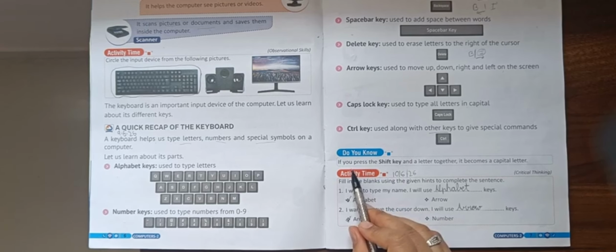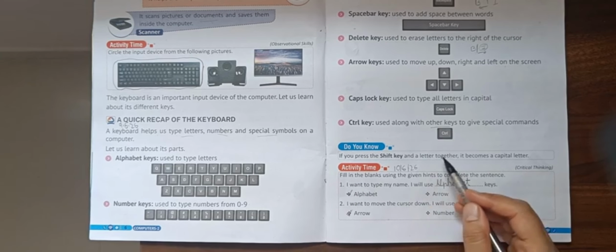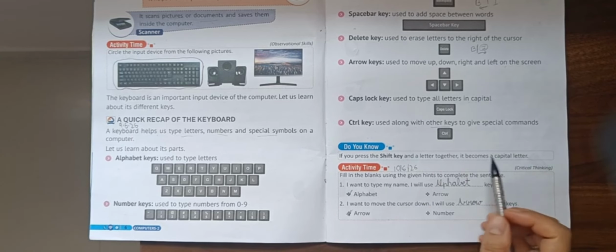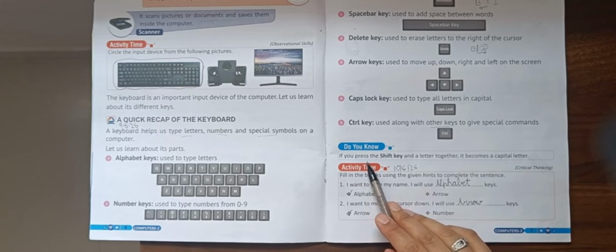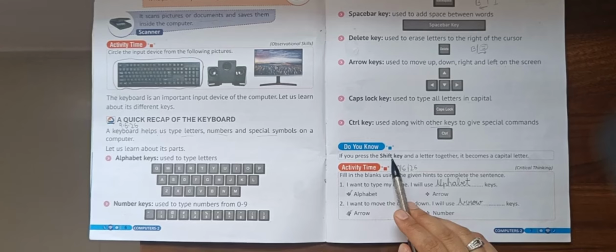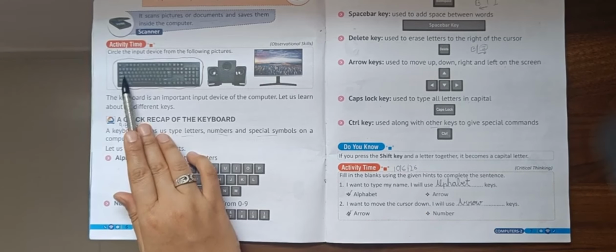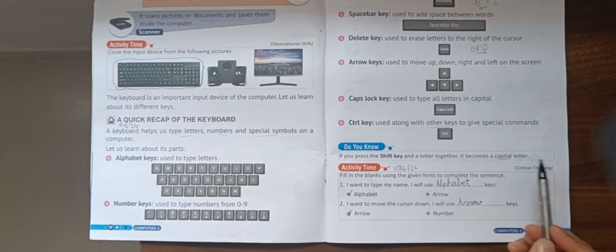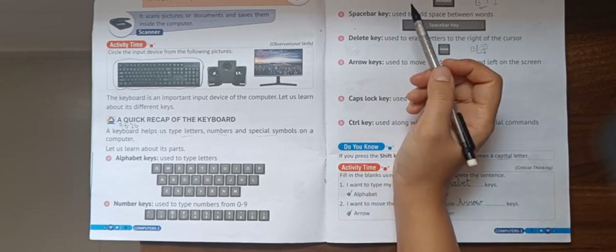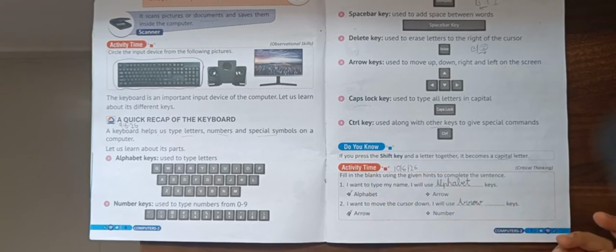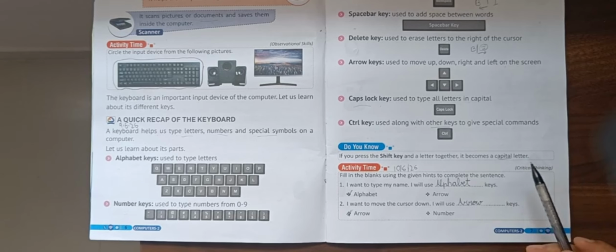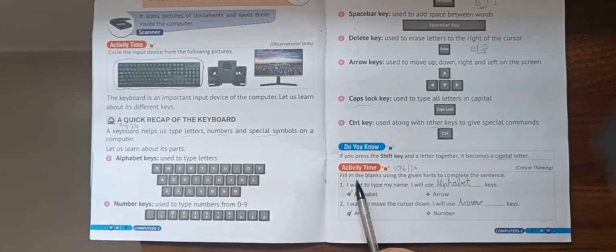Do you know, kids, if you press the shift key and a letter together, it becomes a capital letter. So one key is the caps lock key, used to capitalize the words and letters, and one more is using shift plus any letter, it becomes capital.